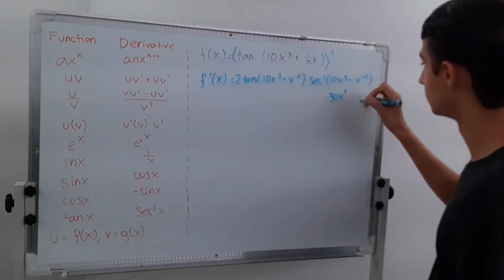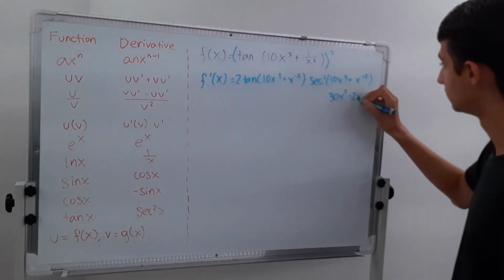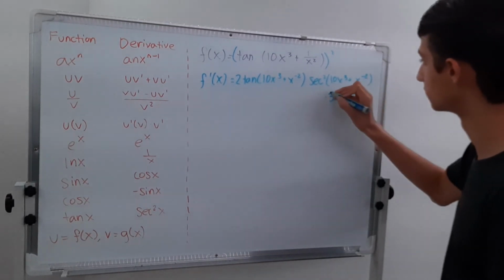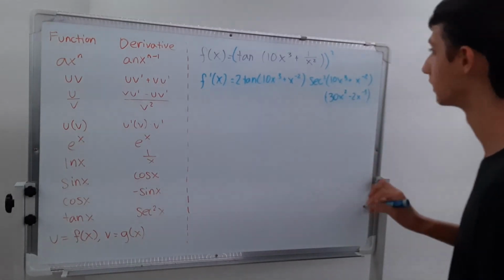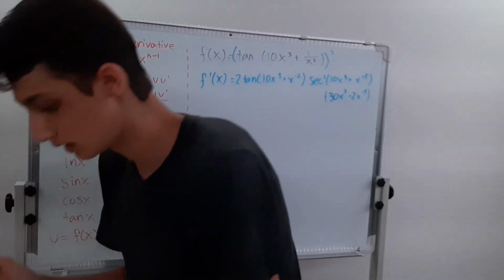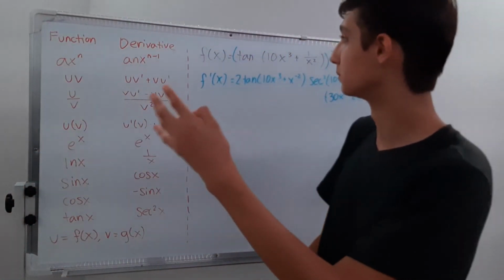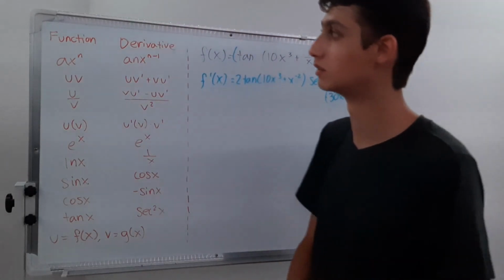this is actually minus 2x to the negative 3. And so then I'm just going to do that in parentheses there. That's our entire derivative. So yeah, that was a lot. That was chain rule, basically the rest of your derivatives, and yeah.